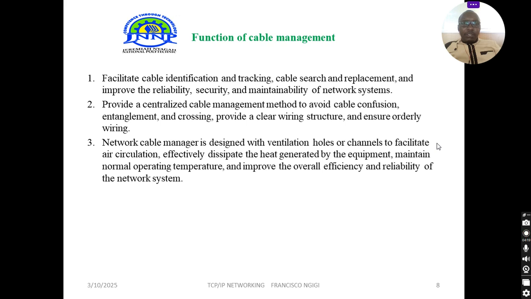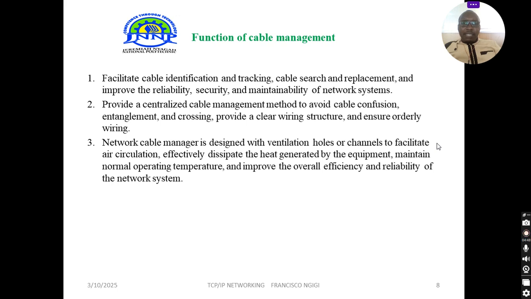So that's the match. Functions of cable management: it helps to facilitate cable identification and tracking, cable search and replacement, and improve the reliability, security, and maintainability of network systems. It provides a centralized cable management method to avoid cable confusion, entanglement, and crossing, provide a clear wiring structure, and ensure orderly wiring.